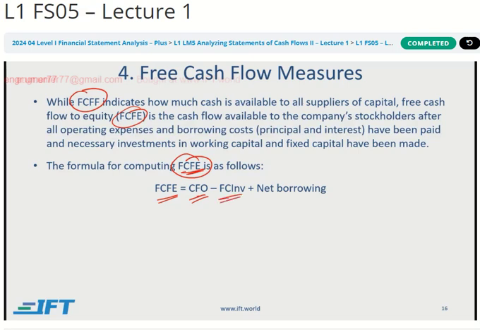However, we still do subtract the money required for your fixed capital, property, plant and equipment maintenance, because that is a requirement for the business to continue, and we add any new borrowing, right? So if you're getting new loans from the providers of debt, that money is available to the providers of equity.